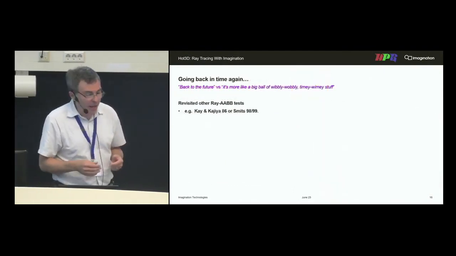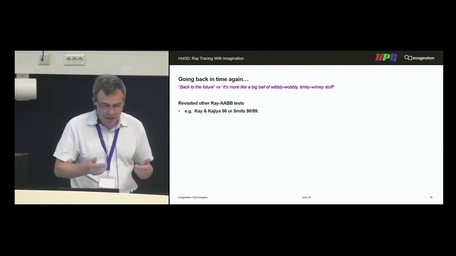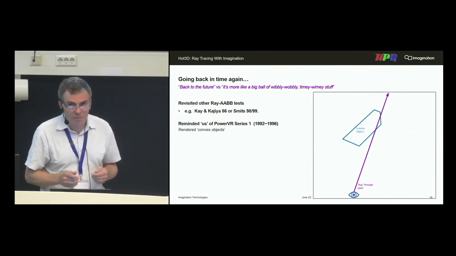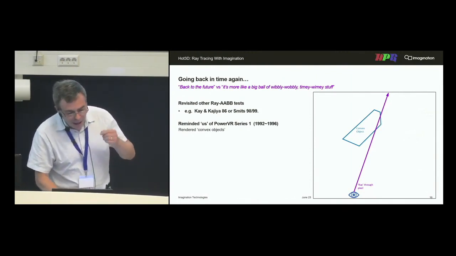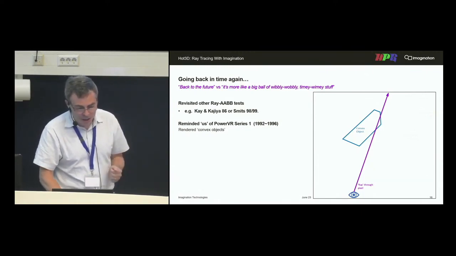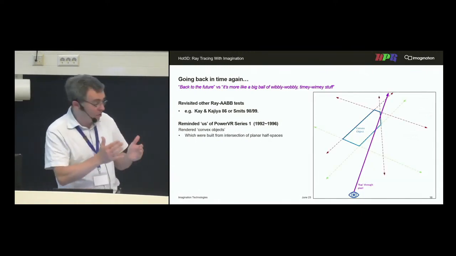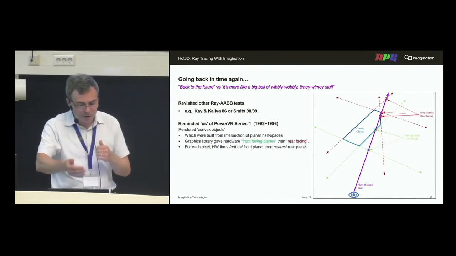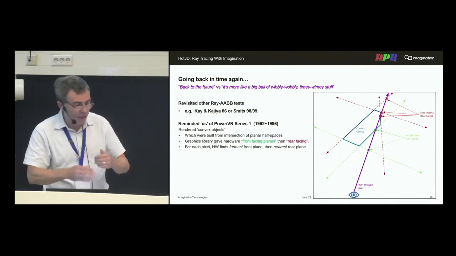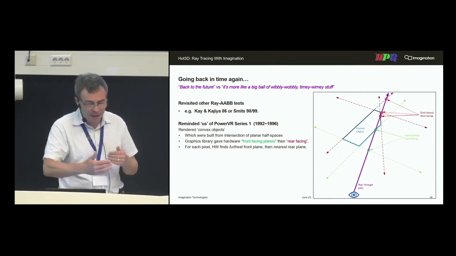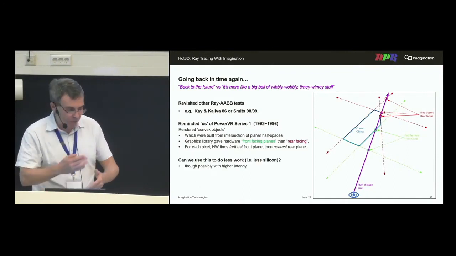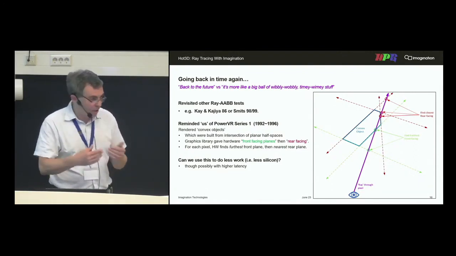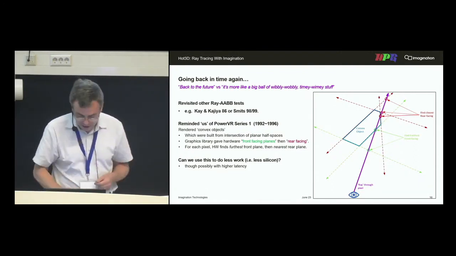So going back in time again, we revisited other ray AABB tests, Kajiya's and Smith's, and that reminded me, because most of the team are younger than PowerVR, of how the Series 1 rendered objects. They were basically built out of the intersections of planar half spaces, and the graphics library gave the hardware all the front-facing faces and then all the rear ones, and then for each pixel, it found the furthest front face and then the nearest rear plane and made sure that the front was in front of the rear. So we wondered, could we use this to do less work, i.e. use less silicon, though possibly with higher latency?